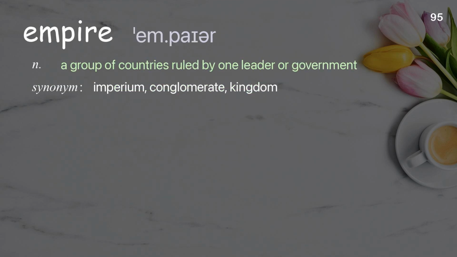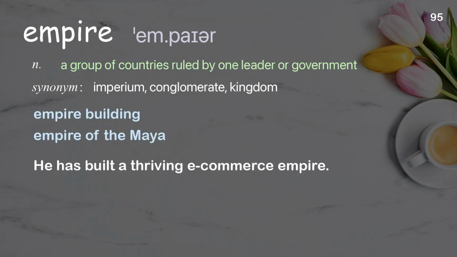Empire. A group of countries ruled by one leader or government. Examples: Empire building. Empire of the Maya. He has built a thriving e-commerce empire.